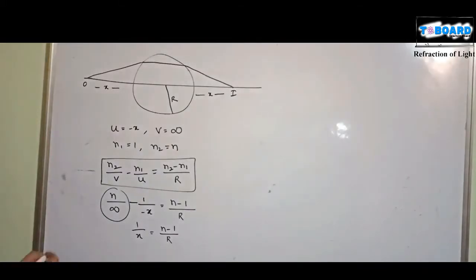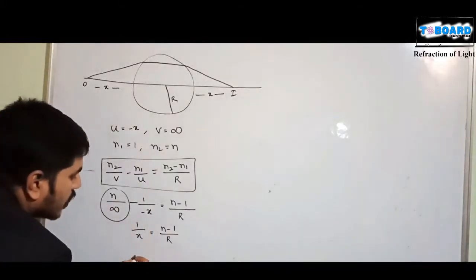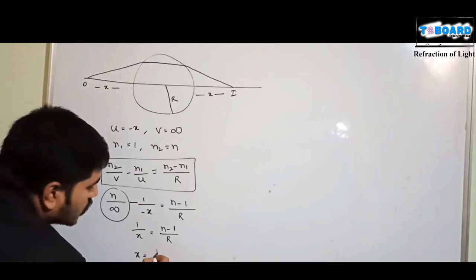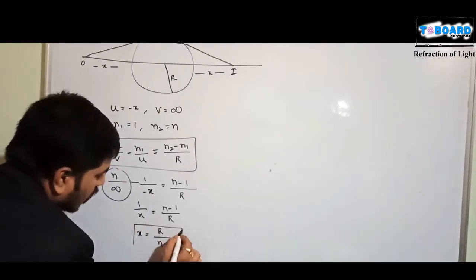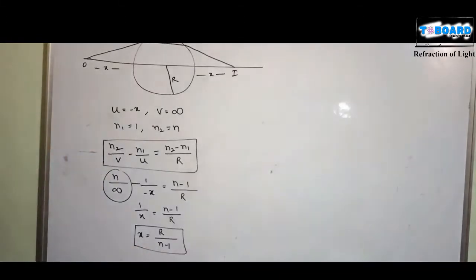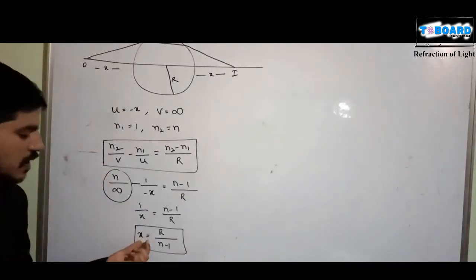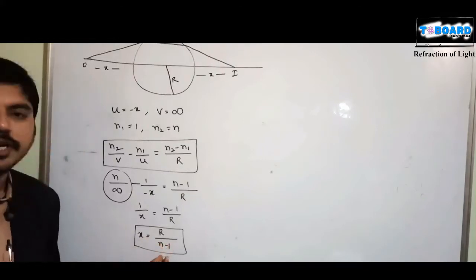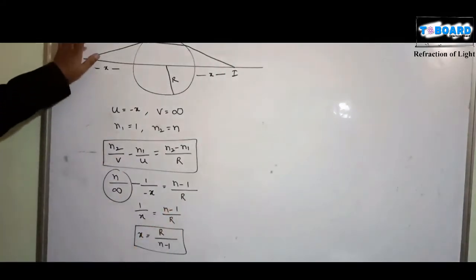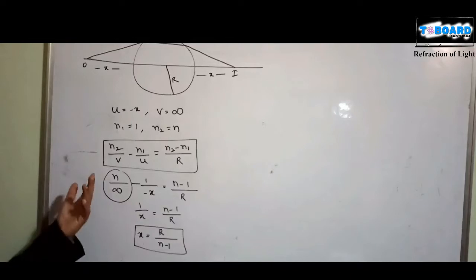If I take the reciprocal of both sides, x is equal to r divided by n minus 1. This is the formula for the unknown distance. So the object distance can be calculated using the formula x is equal to r divided by n minus 1. This is also one of the formulas we can use.